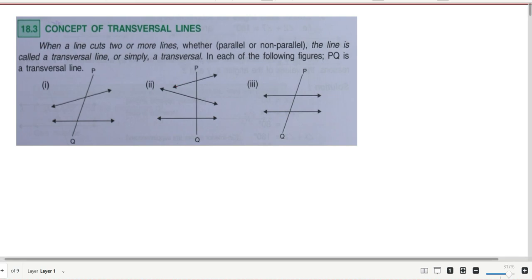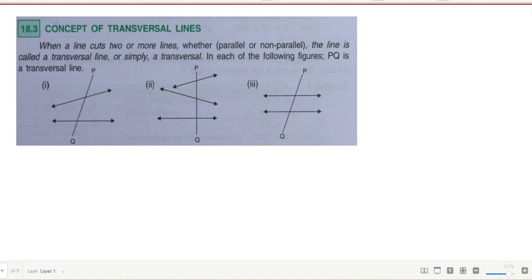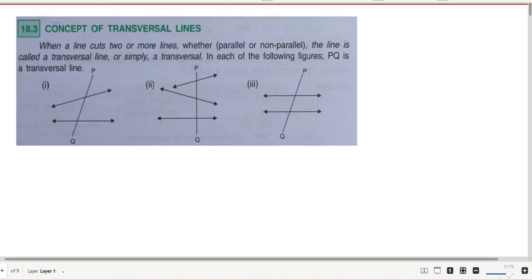Hi aspirants, in the previous video we discussed some basic concepts related to geometry. Now in this video we are going to discuss the transversal line and the angles formed by the transversal line. Firstly, let us learn about the transversal line.